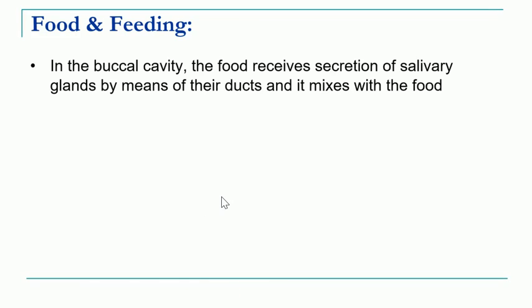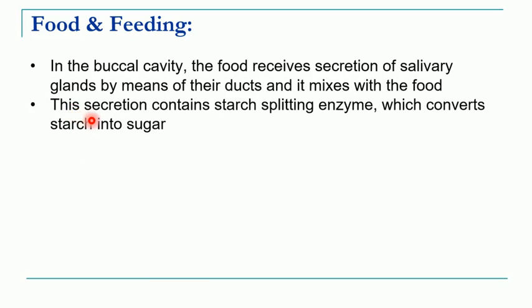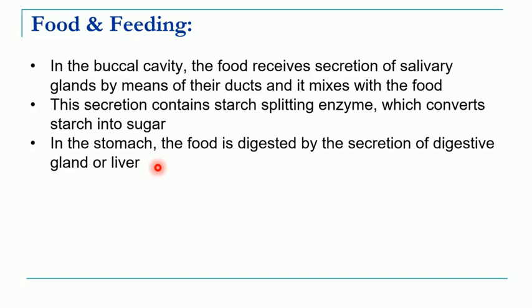Now starts the actual digestion process of the food. The first activity starts in the buccal cavity. The food first receives the secretion of the salivary glands, and since the salivary glands have their ducts, through these ducts the secretions are released and they mix with the food. The secretion of the salivary glands contains a starch splitting enzyme which converts starch into simple sugars, that is polysaccharide to monosaccharides.